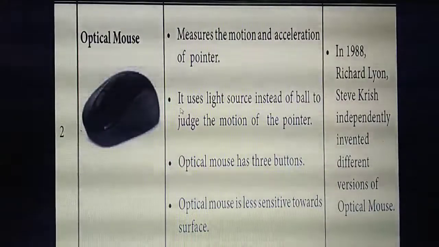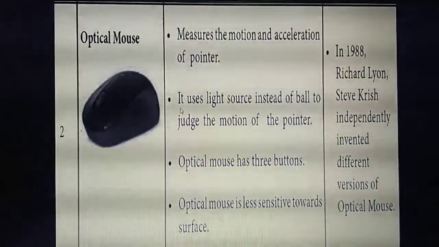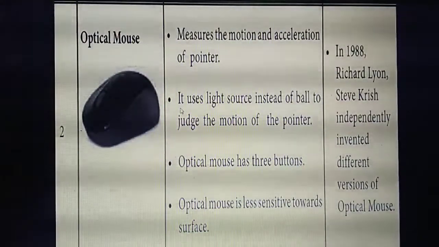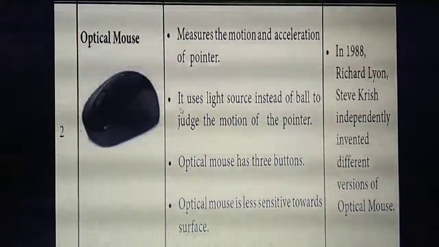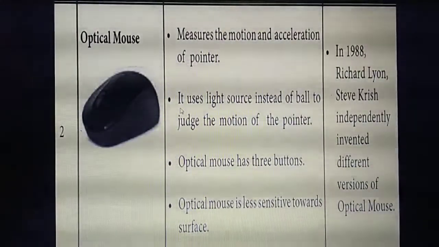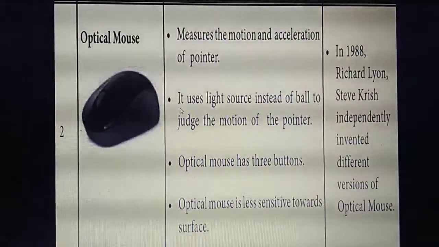How many buttons are there in an optical mouse? 3. The use is left click, right click or double click. The next point is that the optical mouse is less sensitive towards surface. That means it works only on a soft surface, like papers or a pad.